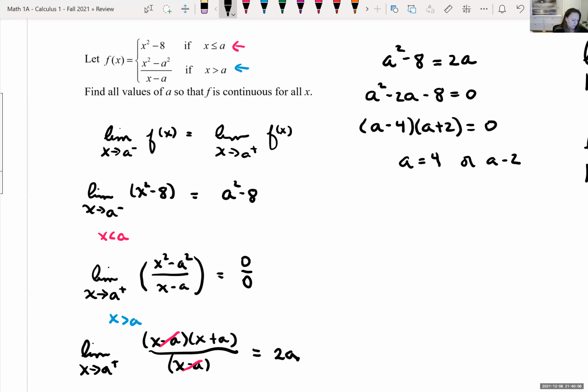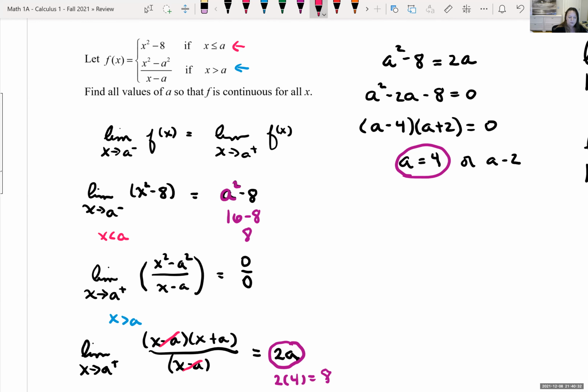And maybe, let's just check this too. If we plug in 4, where we see an a in here, we would have a squared, 4 squared, which is 16 minus 8. That would give us back 8. If we plugged in 4 into this equation, we would have 2 times 4, which is 8. Okay, so those both gave us the same number.